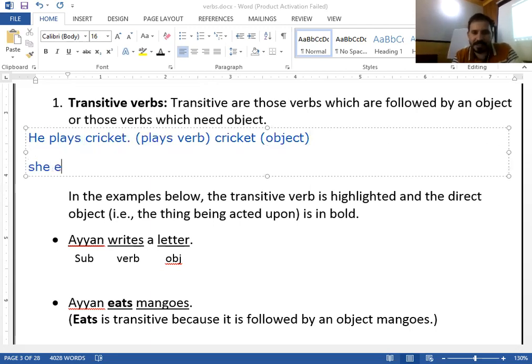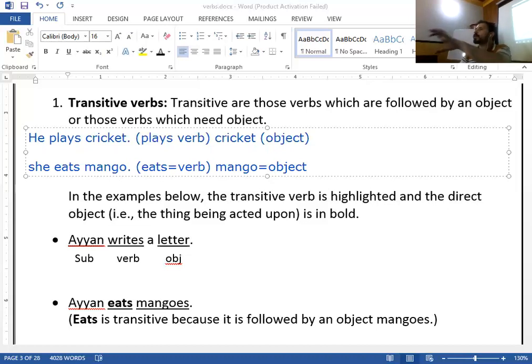Like for example, if I give you more examples: she eats mango. She eats mango, for example. Now, which one is the verb? Eats. It's a verb. And mango is the object.